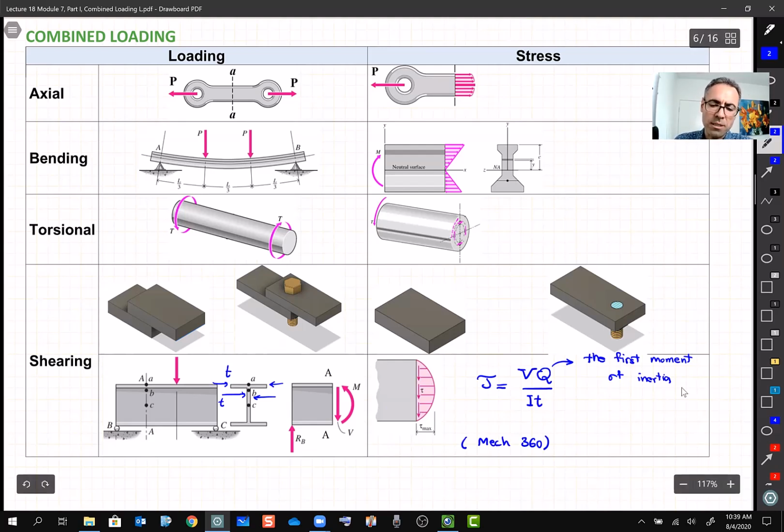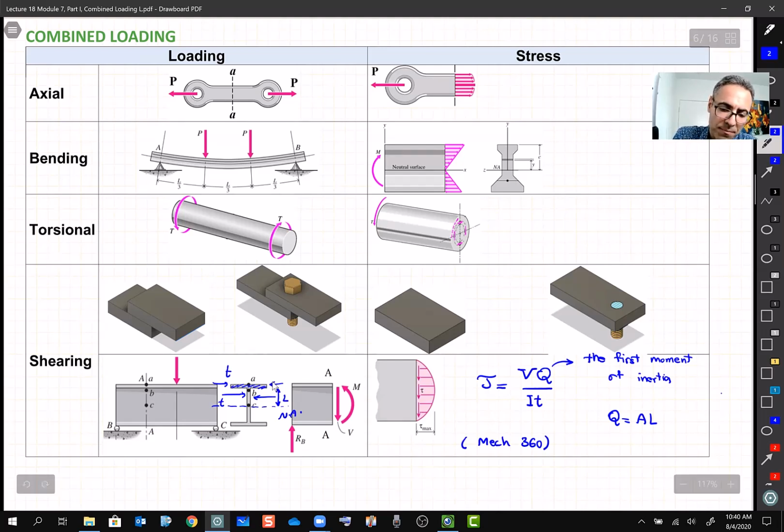So this Q, we call it the first moment of inertia, and basically Q is A multiplied by L. And A is the area. Let's say if I want to calculate stresses for point B on this cross section, A is going to be this area, and L is the distance from the center of that area to the neutral axis. Remember, this is the neutral axis. Maybe I draw a bigger image here.